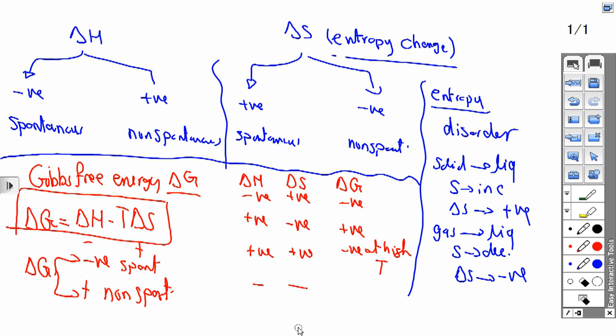Of course, if both are negative, negative times negative is positive, so this value should be small and the temperature should be low. So if both are negative, delta G is negative at low temperature. The reaction is spontaneous at low temperature. This is how to predict whether the reaction is spontaneous or non-spontaneous at high or low temperature. The problems on this topic are given the value of delta H and the value of delta S.